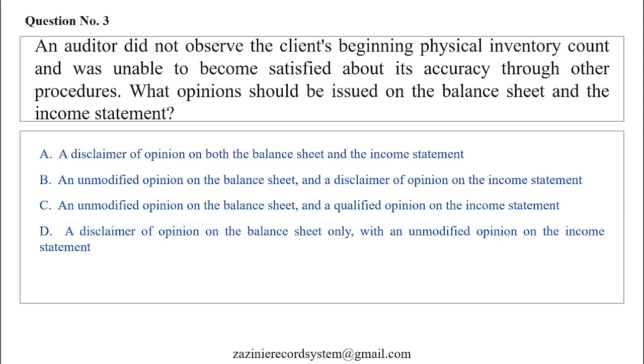Question number 3. An auditor did not observe the client's beginning physical inventory count and was unable to become satisfied about its accuracy through other procedures. What opinions should be issued on the balance sheet and the income statement? Letter A. A disclaimer of opinion on both the balance sheet and the income statement. Letter B. An unmodified opinion on the balance sheet, and a disclaimer of opinion on the income statement.